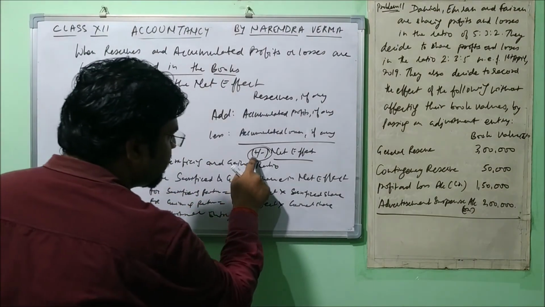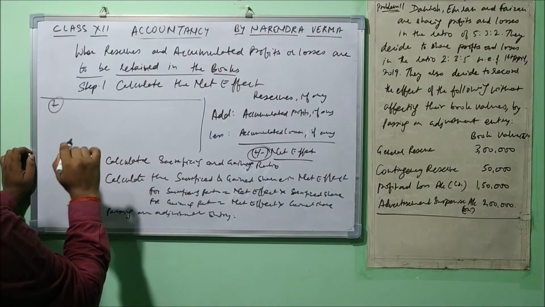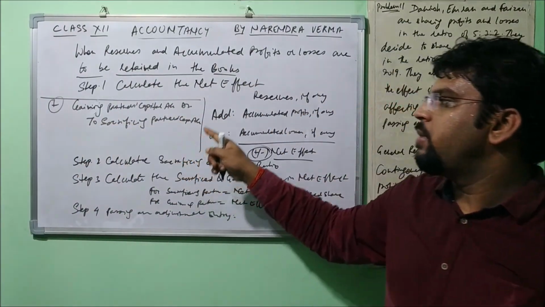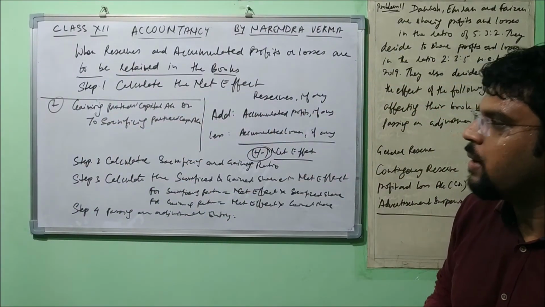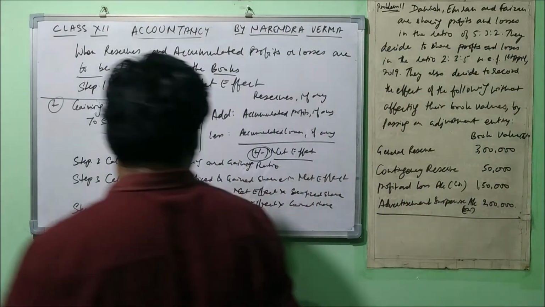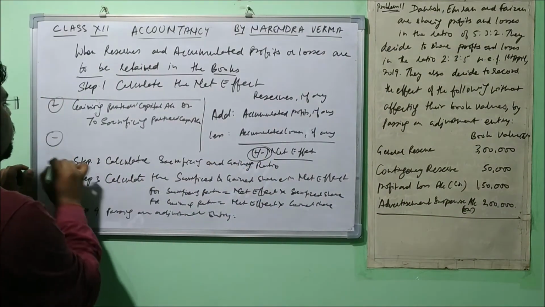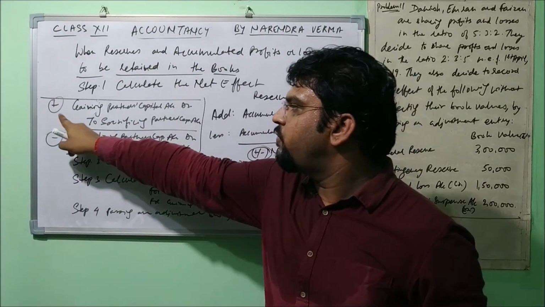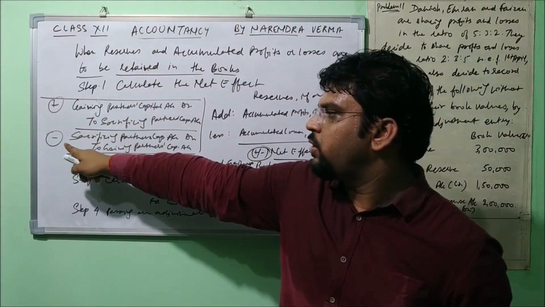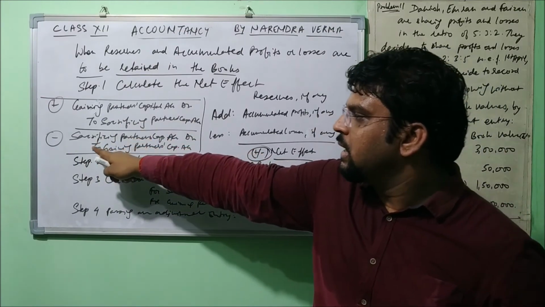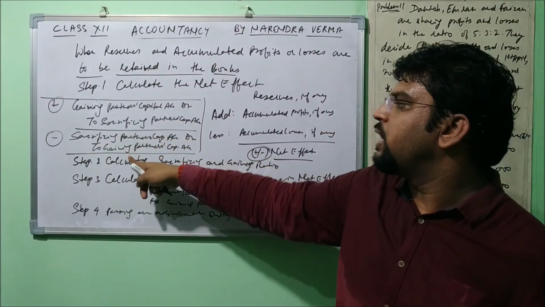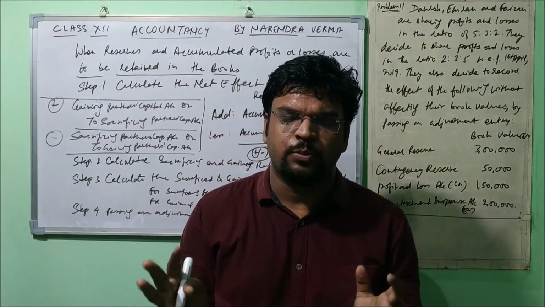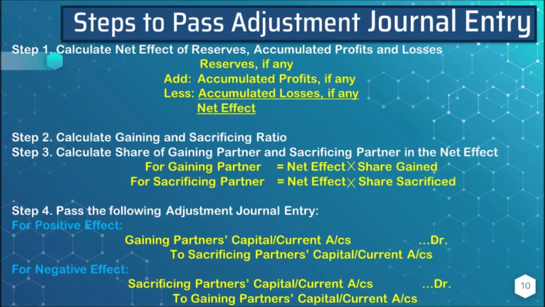If we have positive net effect, then we are going to pass the entry: gaining partners capital account debit to sacrificing partners capital account. But in case of negative effect, we will pass just the opposite entry, right? So in case of positive effect, we'll pass this entry. In case of negative effect, we'll pass the entry just opposite to that: sacrificing partners capital account debit to gaining partners capital account. Okay, being the adjustment entry passed, we can put the narration here.